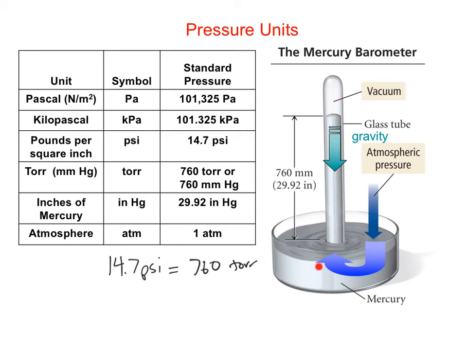Now, mercury made a fairly good substance to use in terms of measuring pressure, but of course it's toxic. And so a lot of barometers that are made today probably don't use mercury. They probably use other substances. But traditionally, it was mercury that was used, and that's why we have these units in millimeters or inches of mercury.